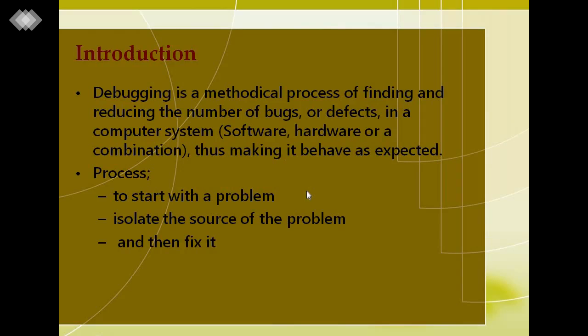Now, introduction. Debugging is a methodical approach of finding and reducing the number of bugs or defects in a computer system, thus making it behave as expected. Debugging is a process to start with the problem, to isolate the source of the problem, and then fix it. This is known as the process of debugging.